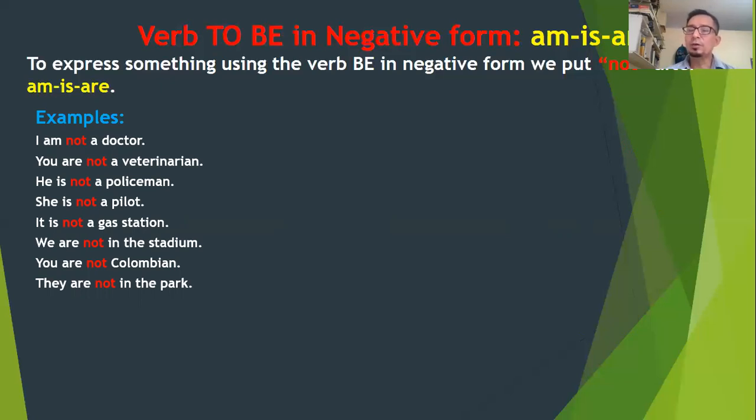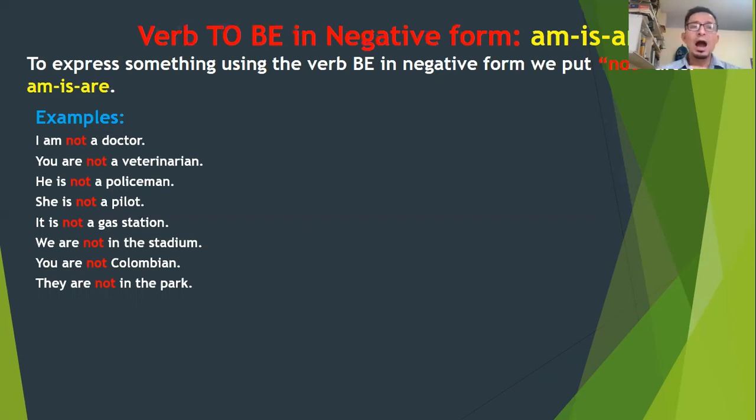So guys, you can realize that after the verb to be, am, are, and is, goes the not. You can see that in red color. That way we express the negative form with the verb to be. Okay, it's clear. Yeah, I know.